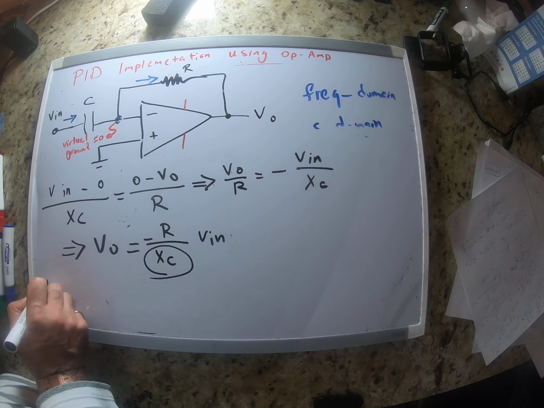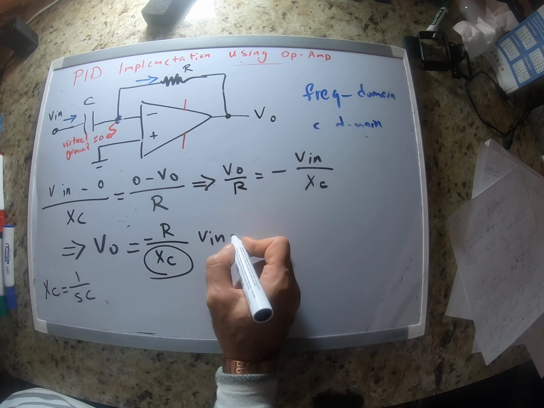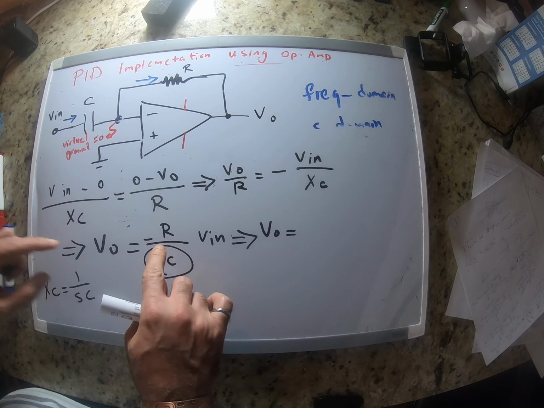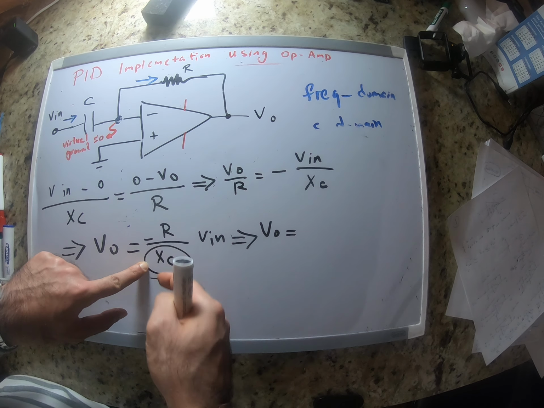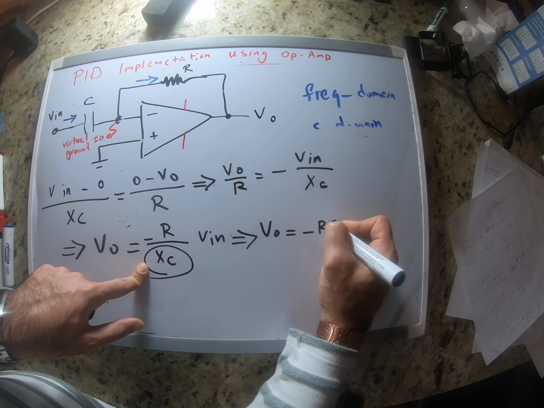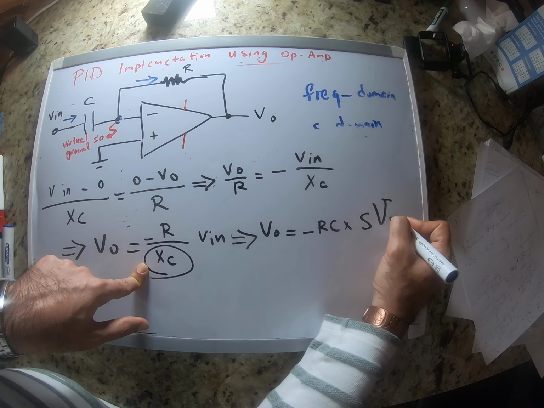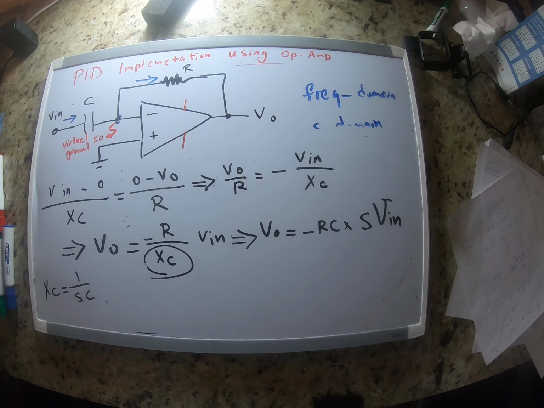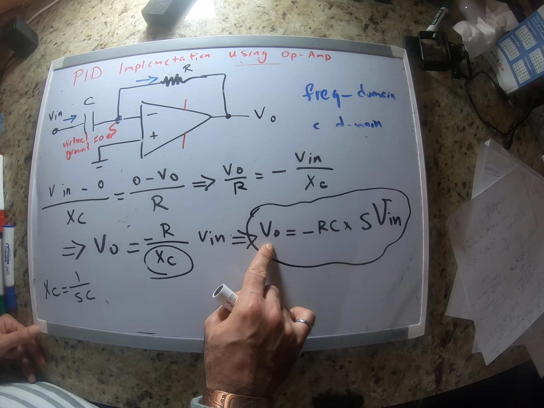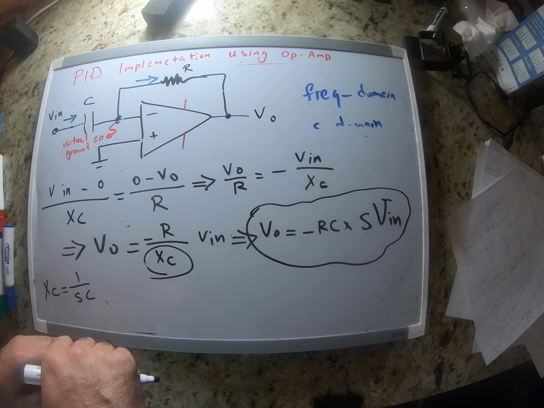What is XC? XC is equal to 1 over SC. So let's replace this here. It means that VO is equal to negative R times 1 over SC. It comes to the numerator, so it becomes negative RC, let me write it again like this, times S Vin. So this is how output voltage and input voltage are related in this configuration.